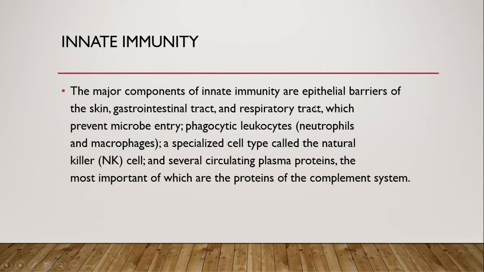the epithelial lining in the GIT and respiratory tract, which prevent microbe entry. Phagocytic leukocytes such as neutrophils and macrophages are specialized cell types that can phagocytose accumulated antigen or foreign substances, while natural killer cells directly kill those microbes and foreign substances. Also, there are several circulating plasma proteins, the most important of which are the proteins of the complement system.